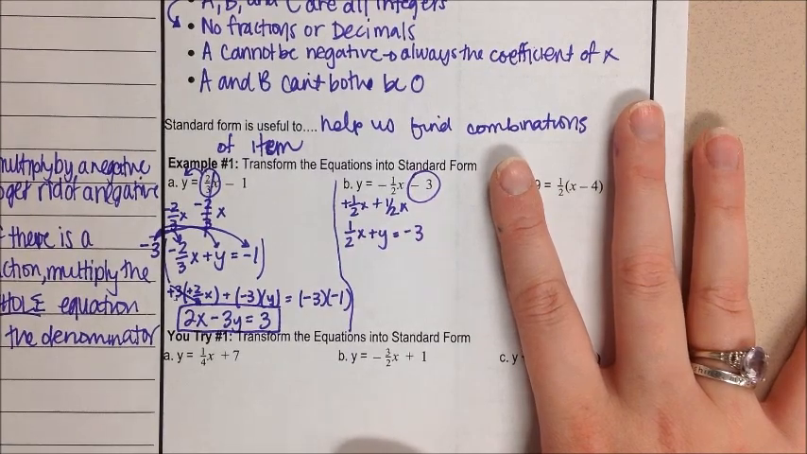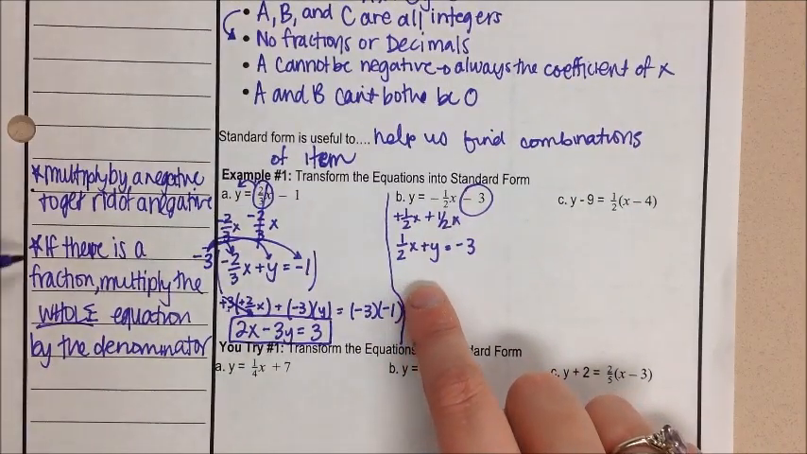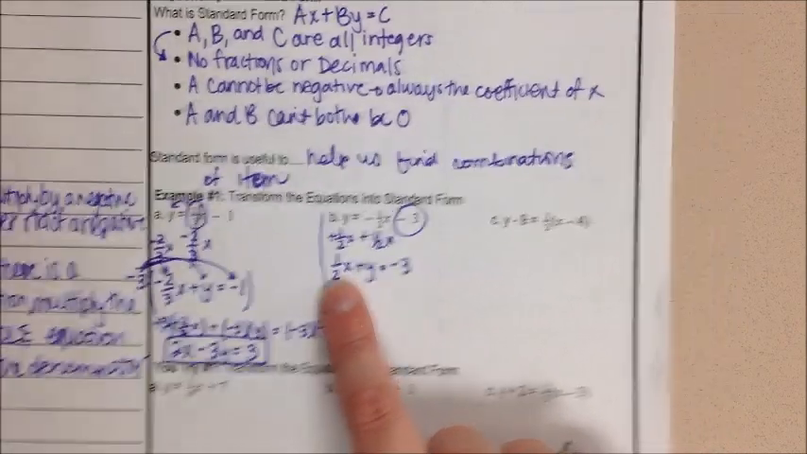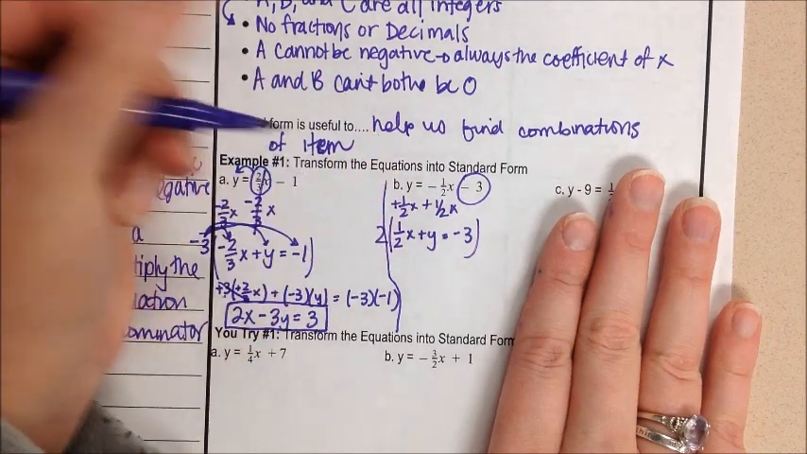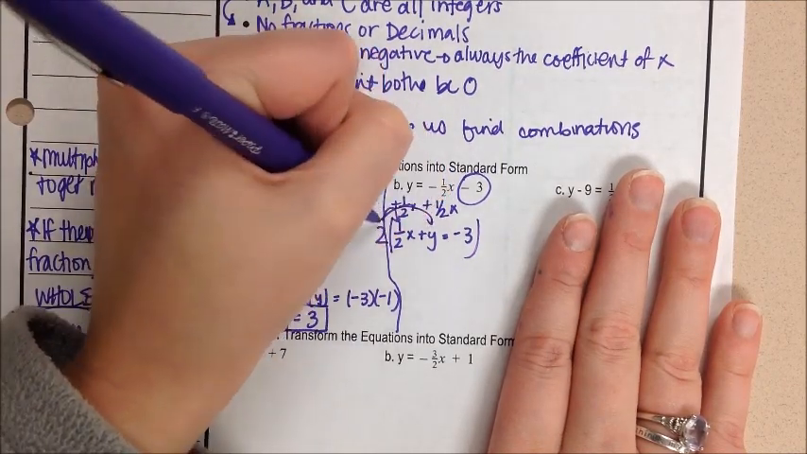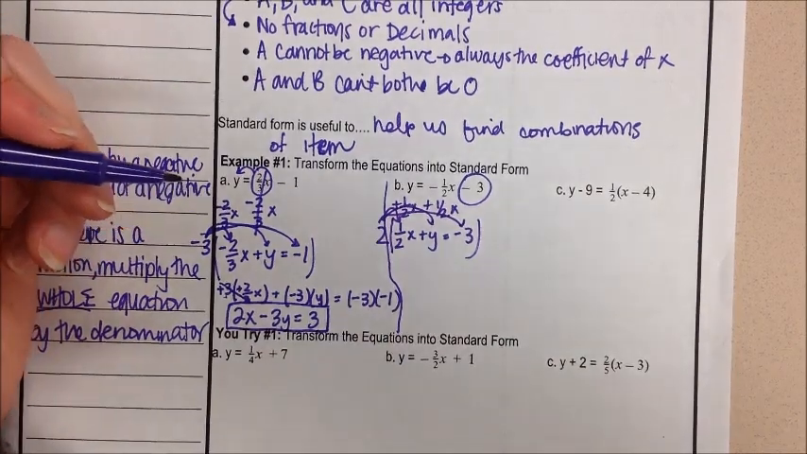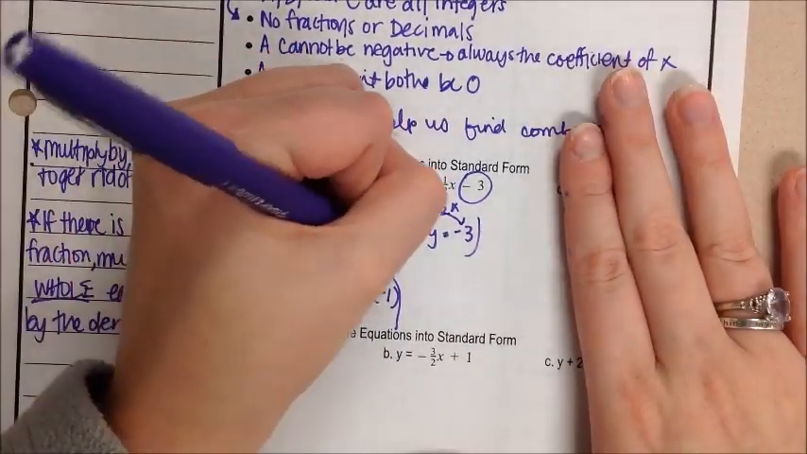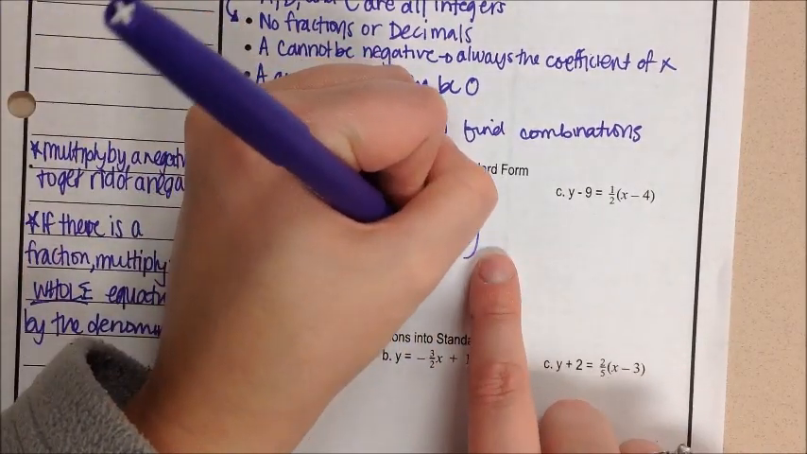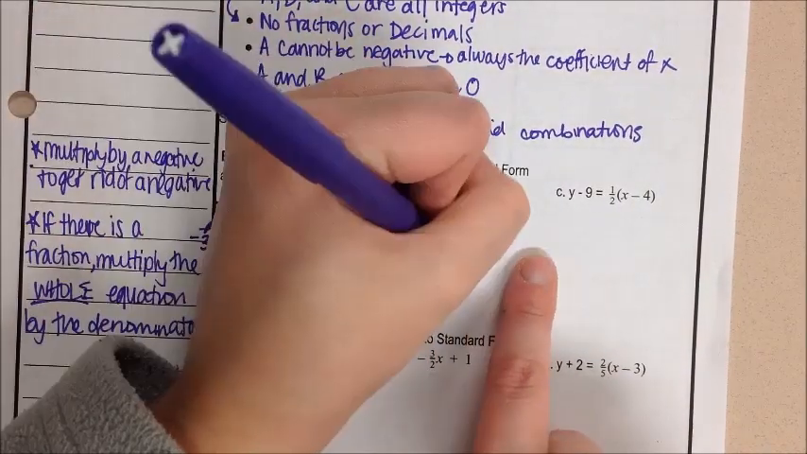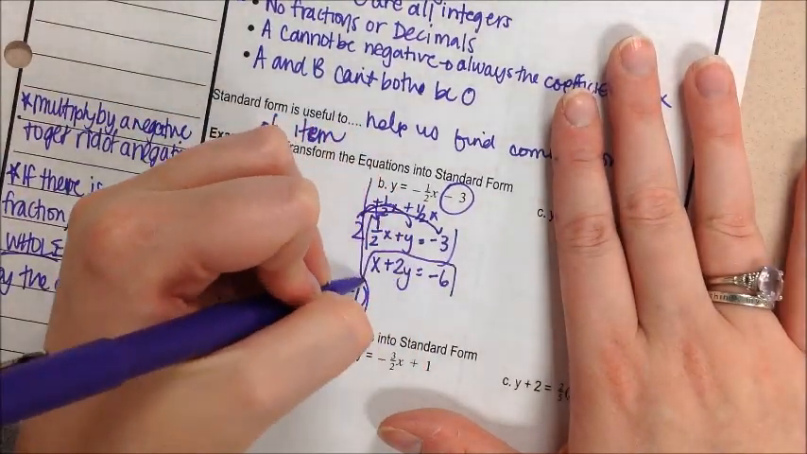Okay, and then I don't have a negative, so I don't have to multiply by a negative, but I do have a fraction, so I need to multiply by the denominator, which is 2. Okay, so I'm just multiplying everything by 2. This one's a little bit easier, so I'm not going to write it out. 2 times 1/2, well, 2 halves is just 1, so that's just x. And then 2 times y is 2y. And then 2 times -3 is -6. Okay, so there's your standard form.